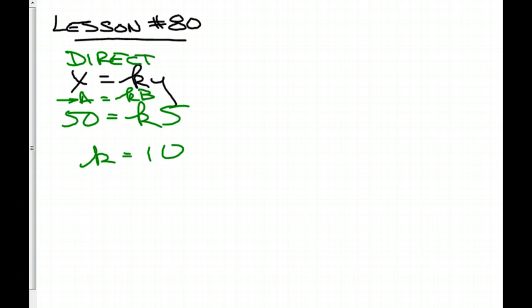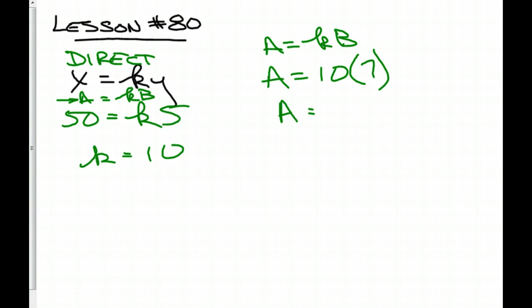Now it says, what is the value of A when B is 7? We still have the same problem, but this time we're looking for A. They tell me B is 7, and I know K to be 10, so what is my A? 70. And you're done. Not really too bad. Now let me show you the other way of doing it.